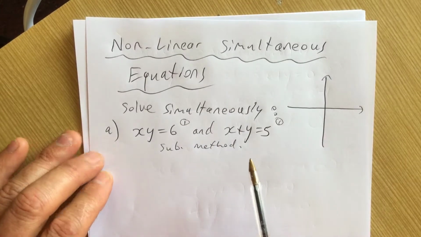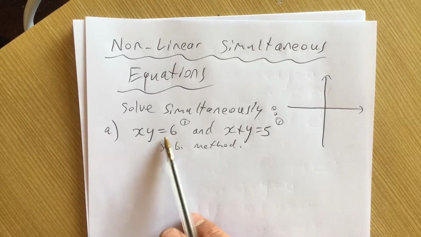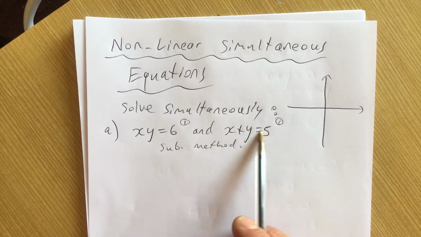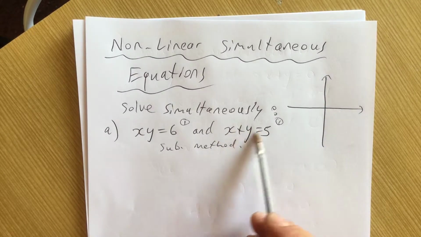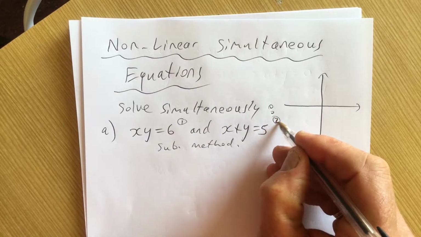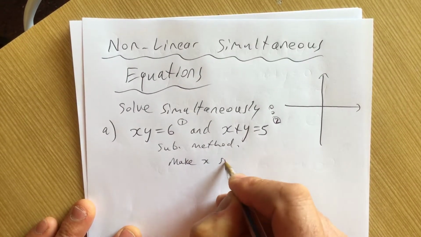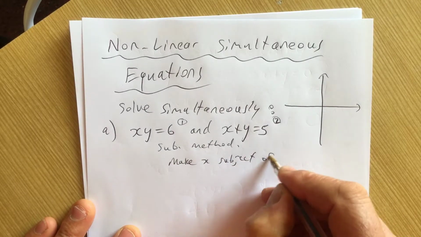And it really doesn't matter which way you do it, because if you make x the subject of this, you get 6 over y, or if you make y the subject of this, you get 6 over x, or you make x the subject of this. Either way, you're going to end up with the same sort of results. I'm going to take equation 2, and I'll make x the subject of it, which means put it on its own, of course.